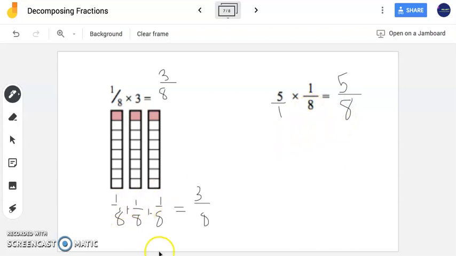Now you could also continue from this problem here and go 1/8 plus 1/8 plus 1/8 plus 1/8 plus 1/8, which when you add that together, that's 5/8. And that repeated addition is the same as writing 5 times 1/8, giving you an answer of 5/8.